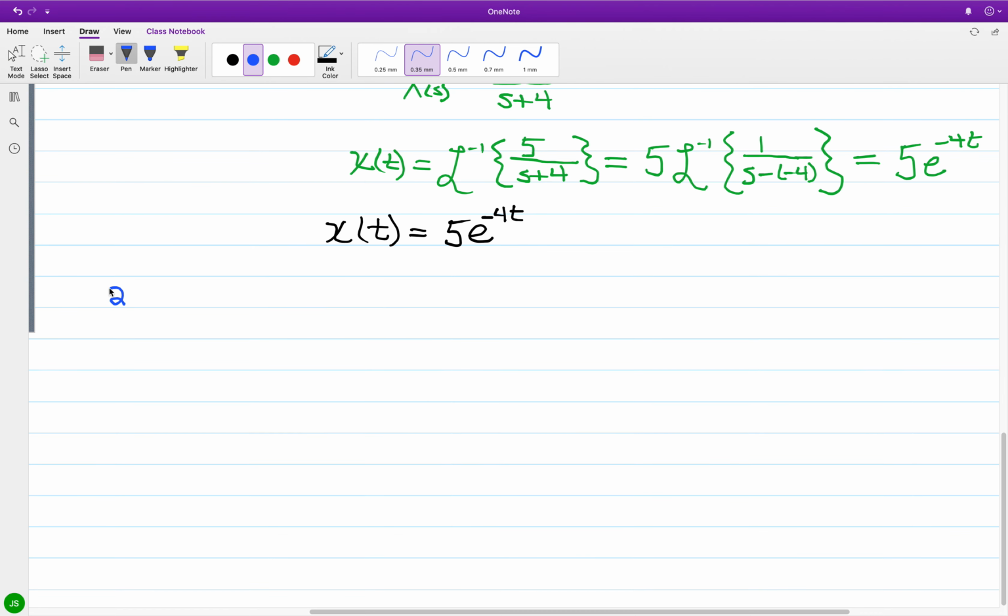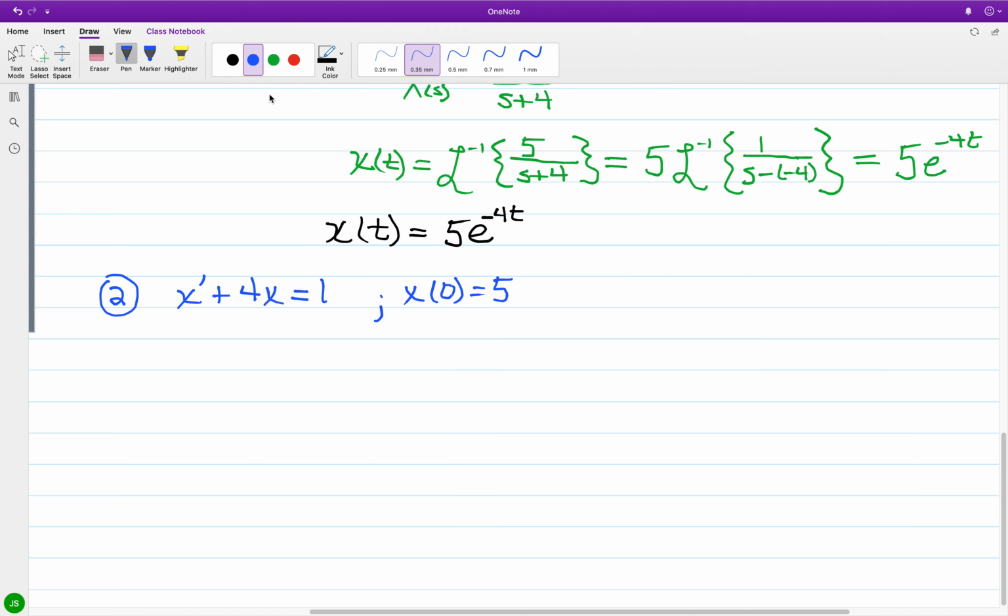Okay, let's say we have for the second problem, make this almost exactly like what we have earlier, with the slightest change. Let's say we have x prime plus 4x is equal to 1. Then we'll have the same initial condition, again, where x naught is equal to 5.